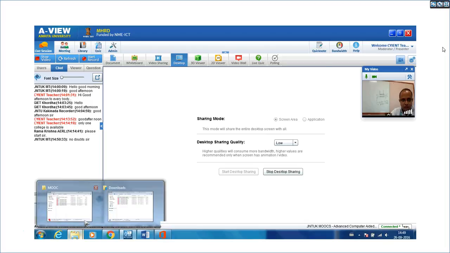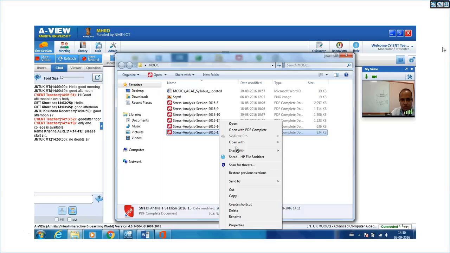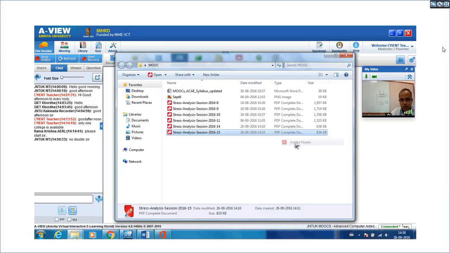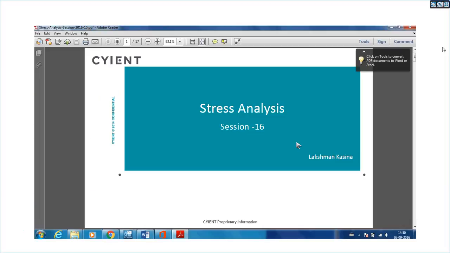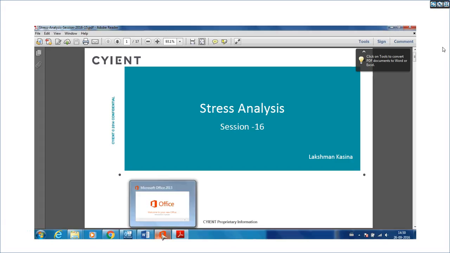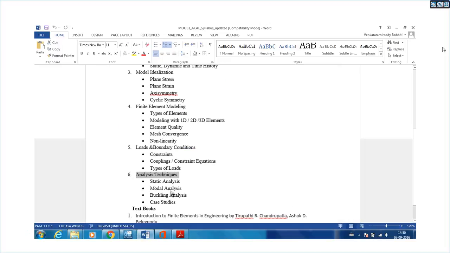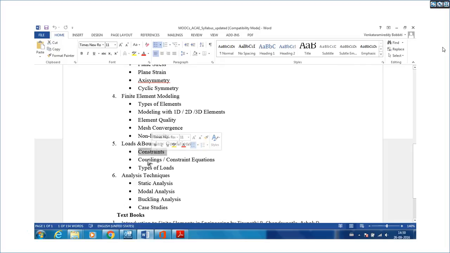Let us look into another chapter. In the fifth chapter, let us look at the topics we'll be covering. We'll be talking about constraints, coupling and constraint equations, and types of loads.